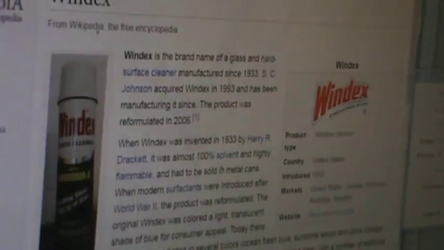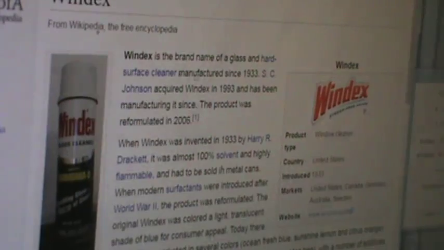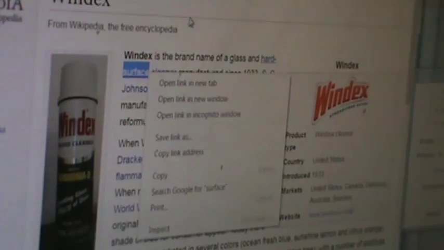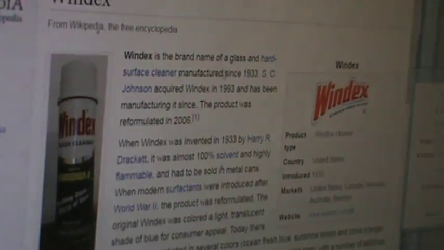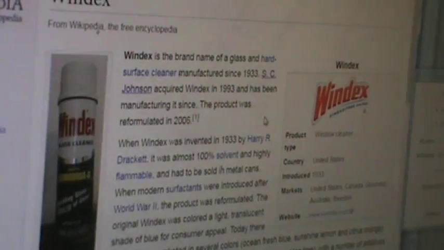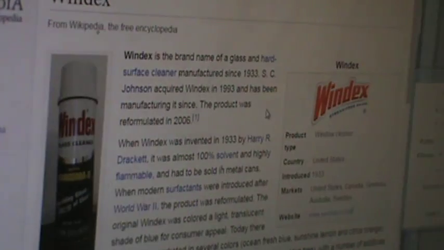All right, Windex is the brand name of glass and hard surface cleaner. Oh yeah, surface is plus one, just like glass, just like hard. So surface cleaner, manufactured since 1933. S.C. Johnson in 1993 acquired it, and it has been manufactured since. The product was reformulated in 2006.